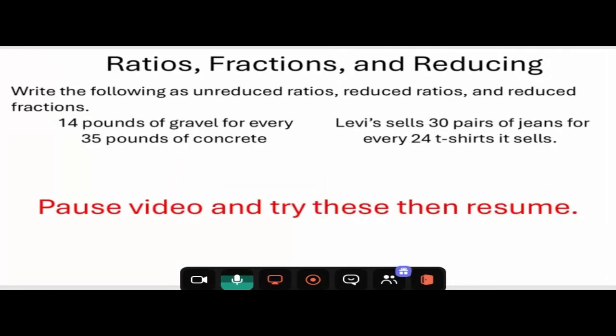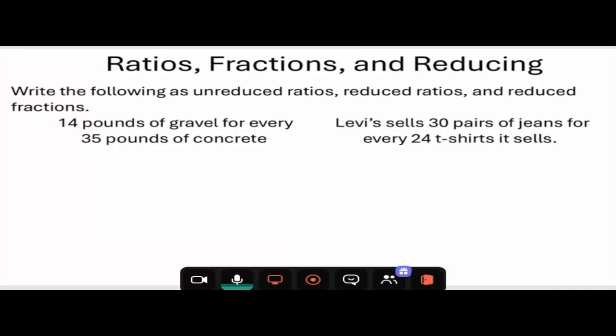Okay, so here's a couple unreduced ratios. I'd like you to take those, write them as reduced ratios, and then also as reduced fractions. I'll give you just a minute to try that. Just quick little reductions, see what number divides out of both.